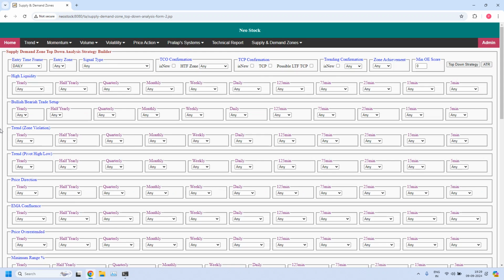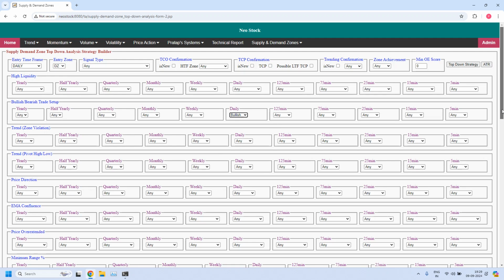The next set of reports are about bullish and bearish trade setups for monthly, weekly, daily and hourly income trades. Now let's start with the monthly income trade bullish trade setup. Entry time frame is daily. Entry zone is a demand zone. For bullish or bearish trade setup at the daily time frame, I am selecting bullish.